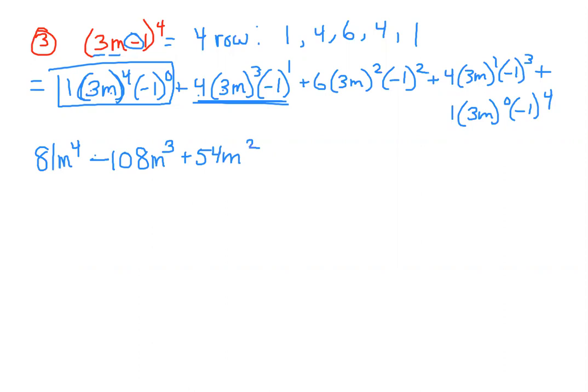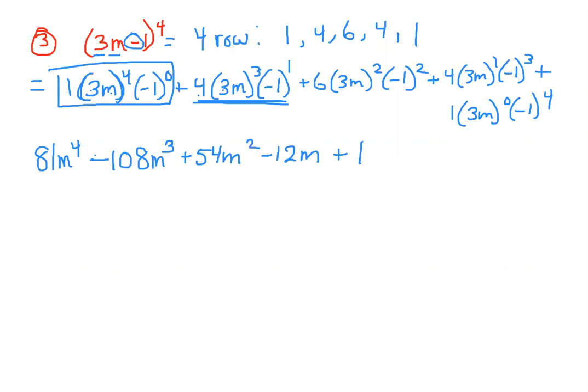Right here we have 4 times 3, which is 12, but negative 1 cubed is negative 1, so it's going to be minus 12m. And then here we have negative 1 to the 4th, which is plus 1. And that is going to be our answer.